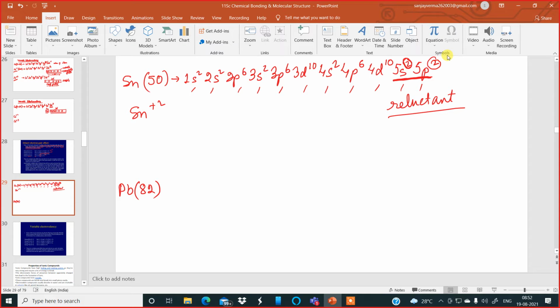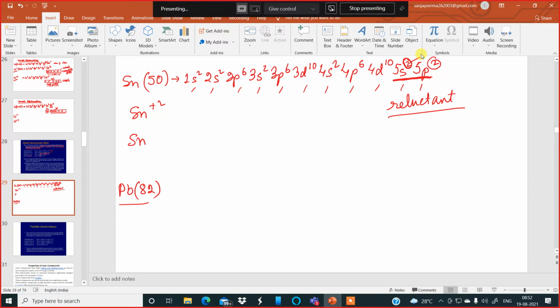Yes, sir. So we have 4d10, 5s2, 5p2. But if you remove these 2 electrons also, doesn't tin show Sn4+? Isn't this variable valency? It is possible. Now between this valency and this valency, which one is more stable?